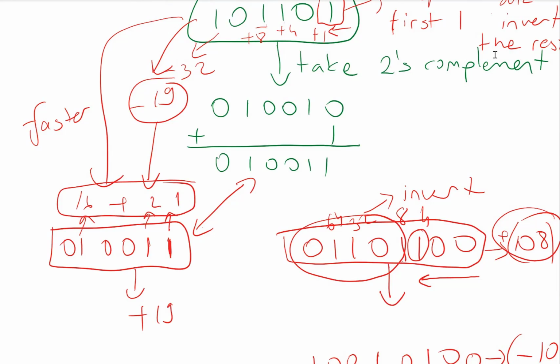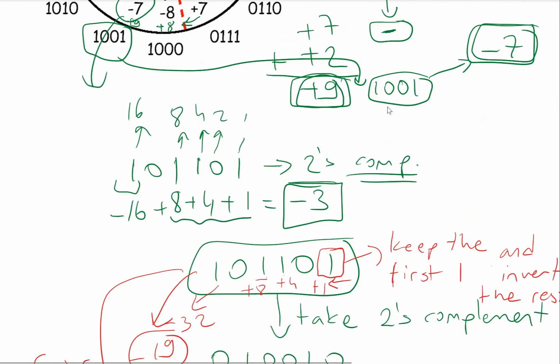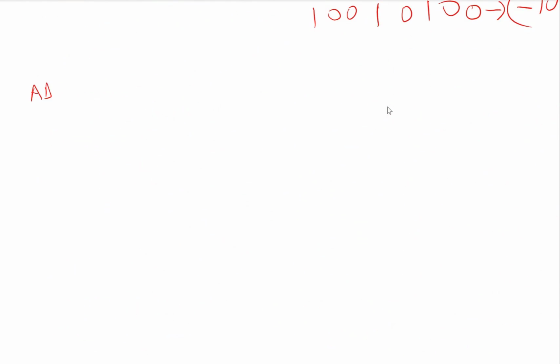So if you add all of them, then you got plus 19. So taking 2's complement is similar to negative. Okay, so then let's do some more examples with the overflow. So let's do some addition and then see the overflow.